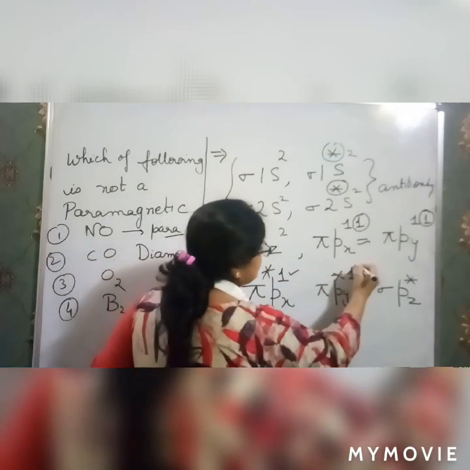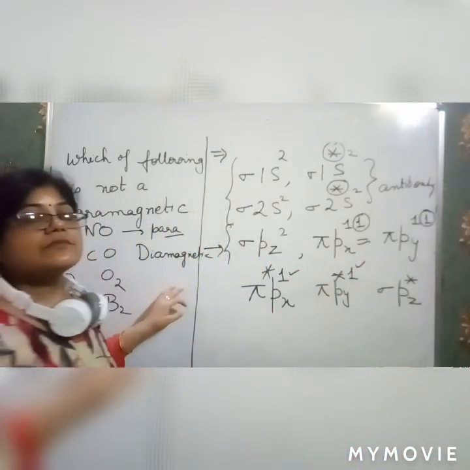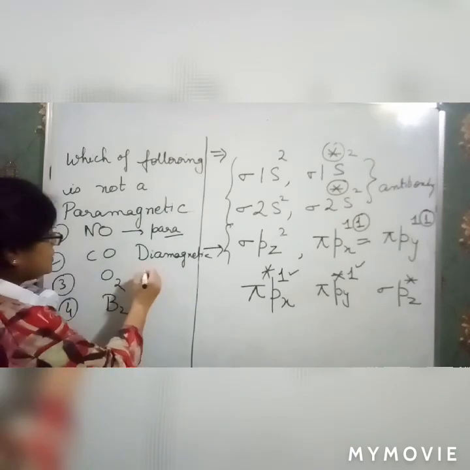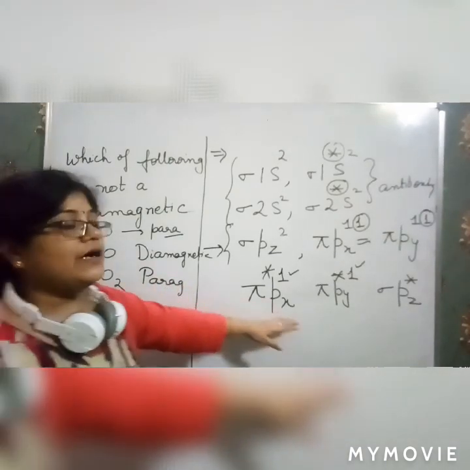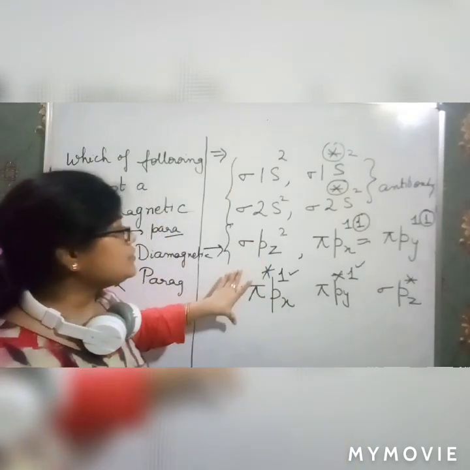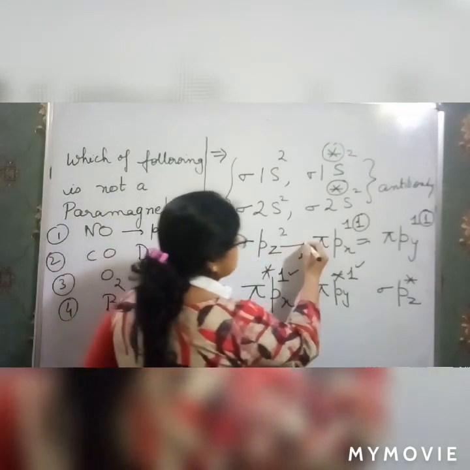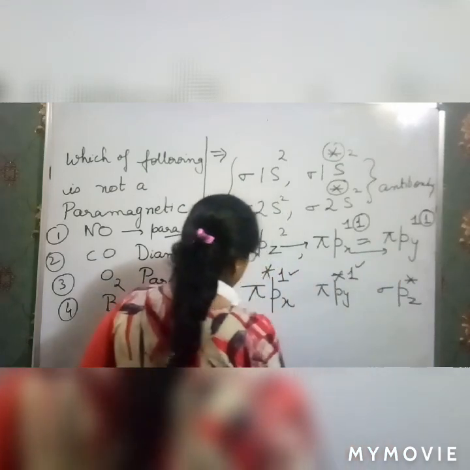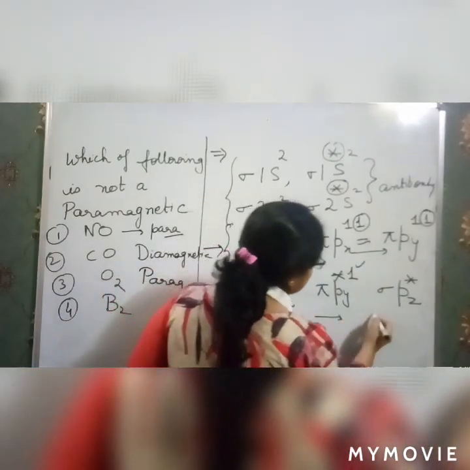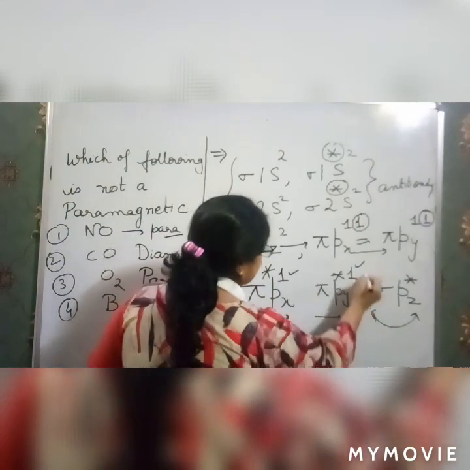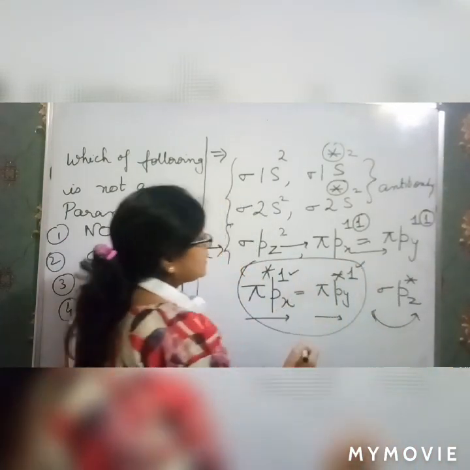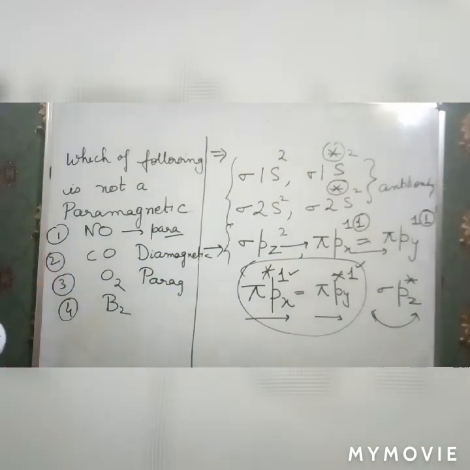So we have 2 unpaired electrons. Okay. So this is also paramagnetic, because there are unpaired electrons. So just note this step. After filling this and this, then we fill that one. Okay. And in these two, we fill one by one. Clear? Because they have the same energy level.